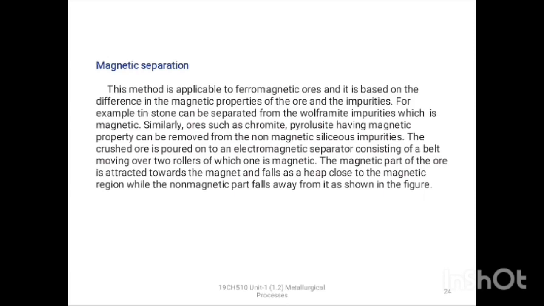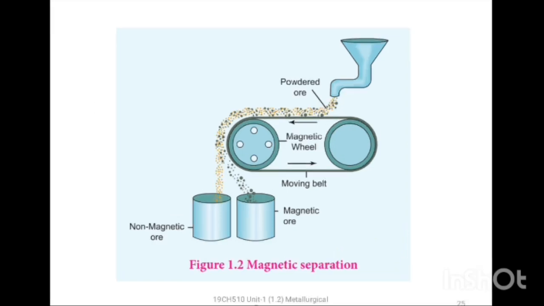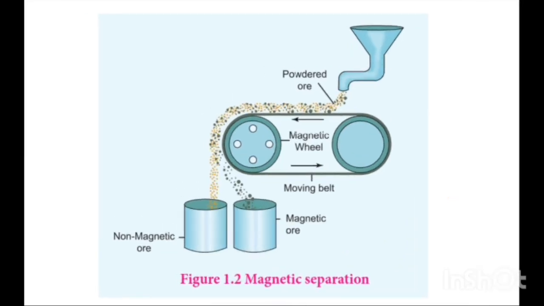Similarly, ores such as chromite and pyrolusite, having magnetic property, can be removed from non-magnetic siliceous materials. This is another picture for the magnetic separation. The powdered ore is poured from the top and falls on the moving belt. The moving belt is connected with two wheels. The right side wheel is not a magnetic wheel and the left side wheel is a magnetic wheel.